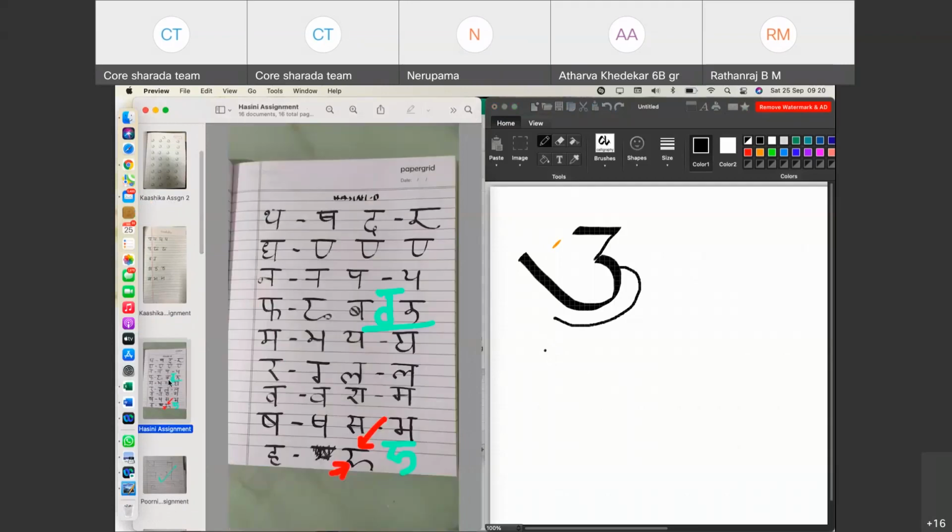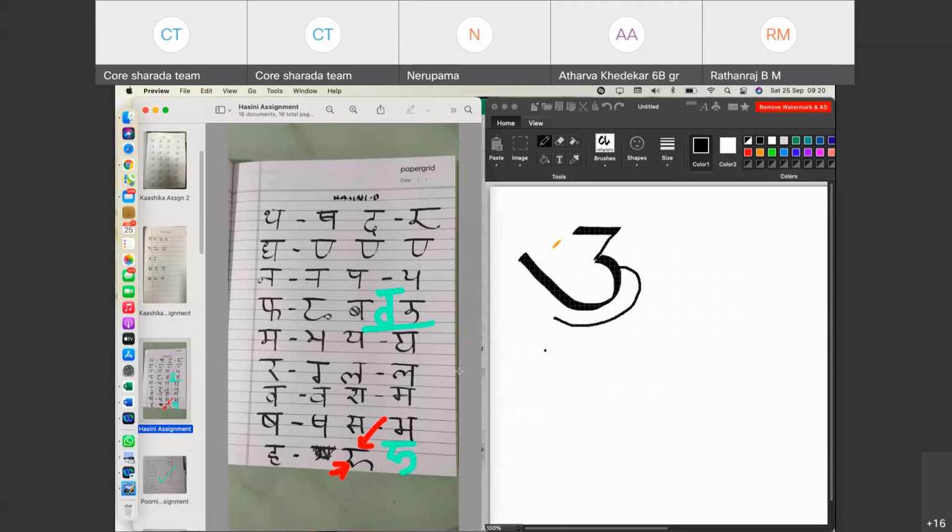This is Hasini's work. I've sent the correction here. If you see hers, I have made the correction with the red arrows. The first part, as Veronica ma'am has also shown today. Just make sure that you don't make this mistake of making the initial part curved, but otherwise nicely drawn.